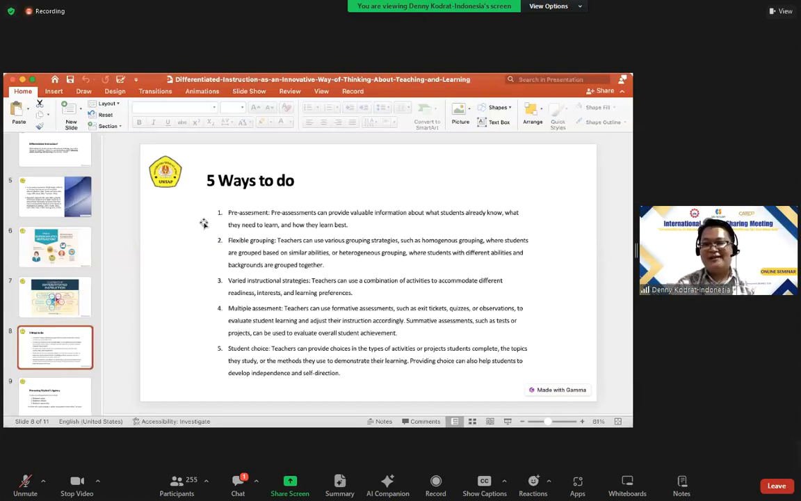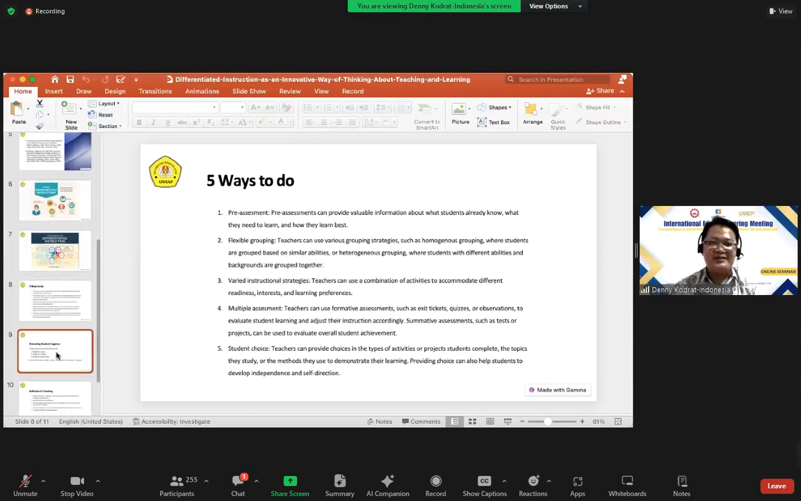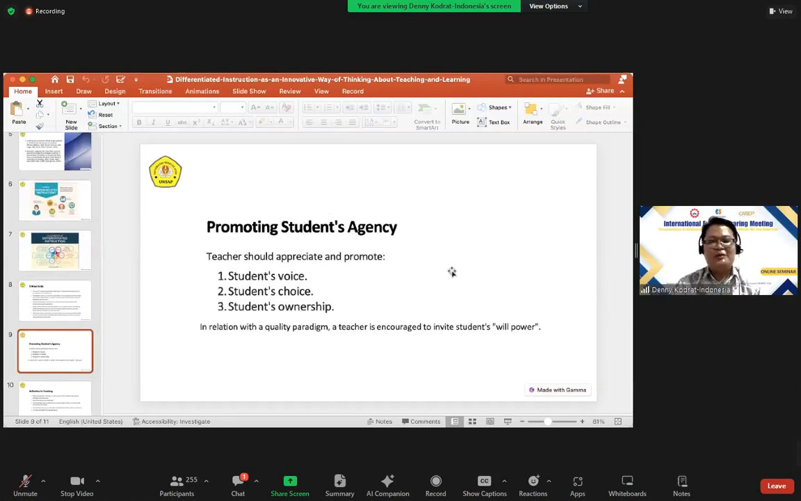Providing choice can also help students to develop independence and self-direction. In terms of students' choice, we call it students' agency. In Indonesia, this is promoted again and again to teachers and also to the principals. The teachers should appreciate and promote students' voice. Students should be heard. All opinions and suggestions of students should be heard by the teachers.